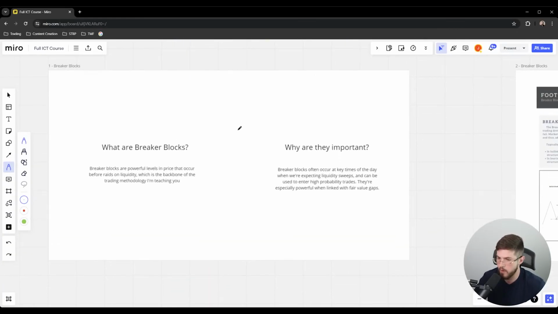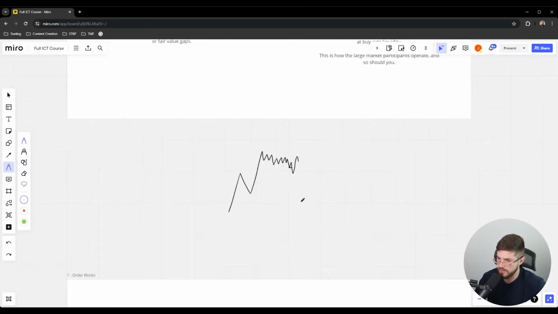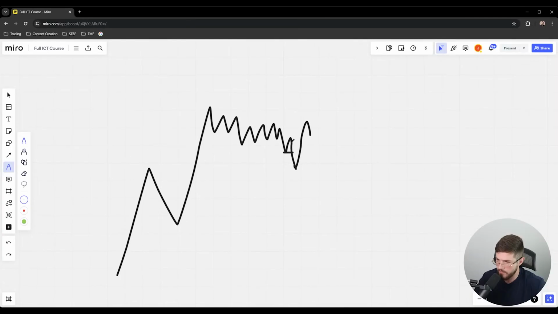Well, they're going to be powerful levels in price that occur before raids on liquidity. So going back up to these examples we talked about, whenever there's a manipulation, right? There's a manipulation, there's almost always a breaker. Okay, we're going to talk about how to spot them, but just remember this key concept.